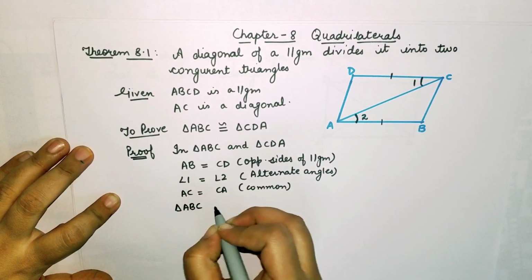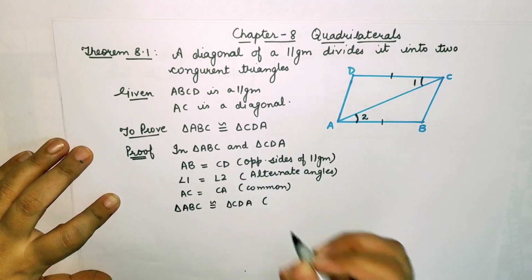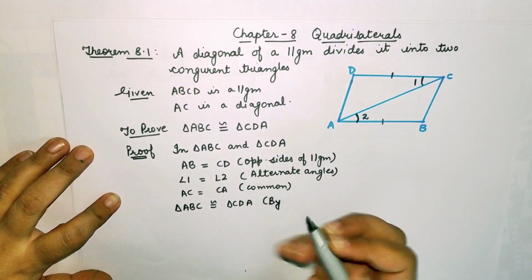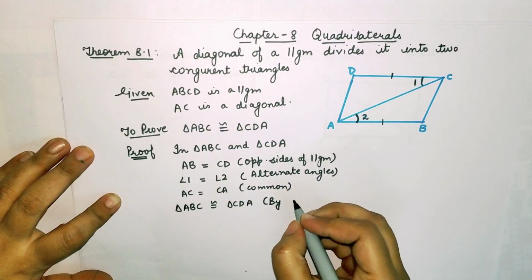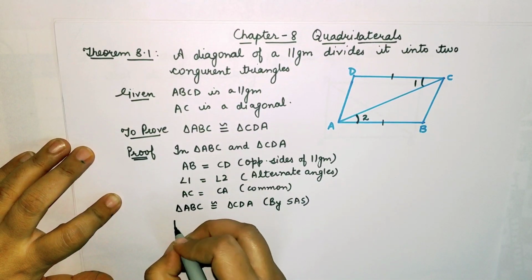Now triangle ABC is congruent to triangle CDA by which criteria? By SAS criteria. Hence proved.